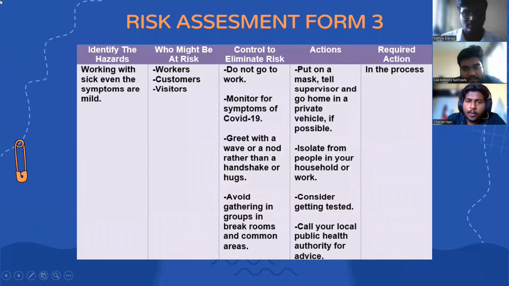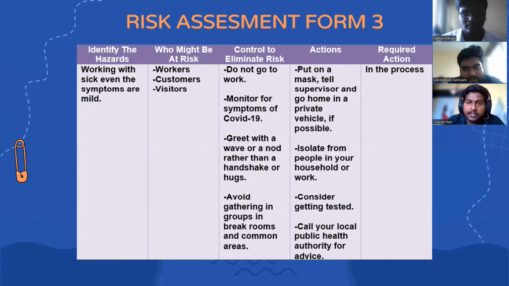So let's see the third form of risk management. So identify the hazards, which is working while sick, even if symptoms are mild. Who might be at risk? Workers, customers, visitors. And then control to eliminate the risk: do not go to work. Monitor for symptoms of COVID-19. Greet with a wave or a nod rather than a handshake or hugs. Avoid gathering in groups in break rooms and common areas.